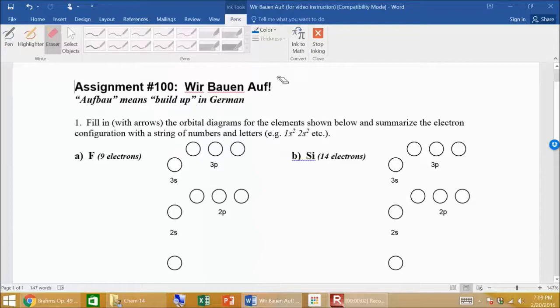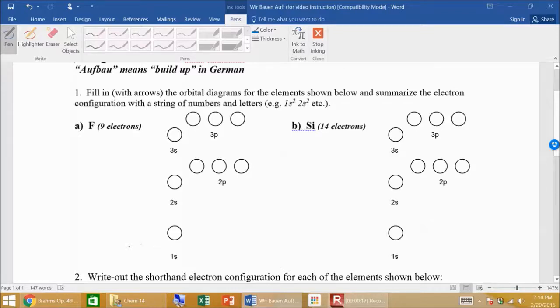Here I'm providing some instruction for assignment number 100. Wir Bauen Auf. These circles represent orbitals. Arrows will represent individual electrons with a spin up or spin down.